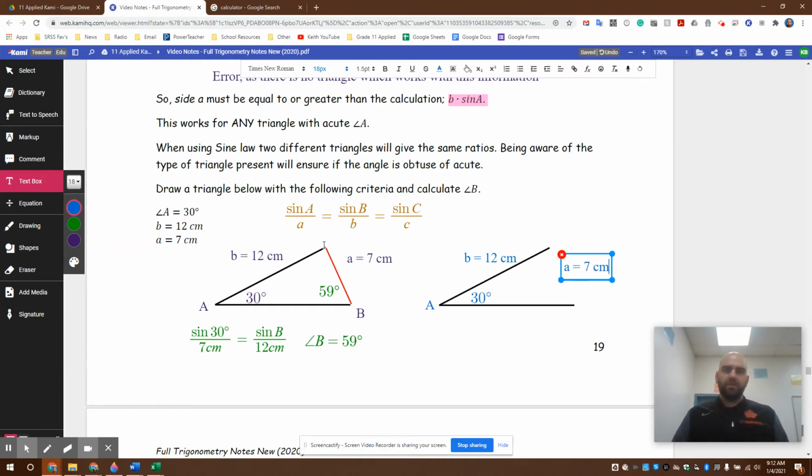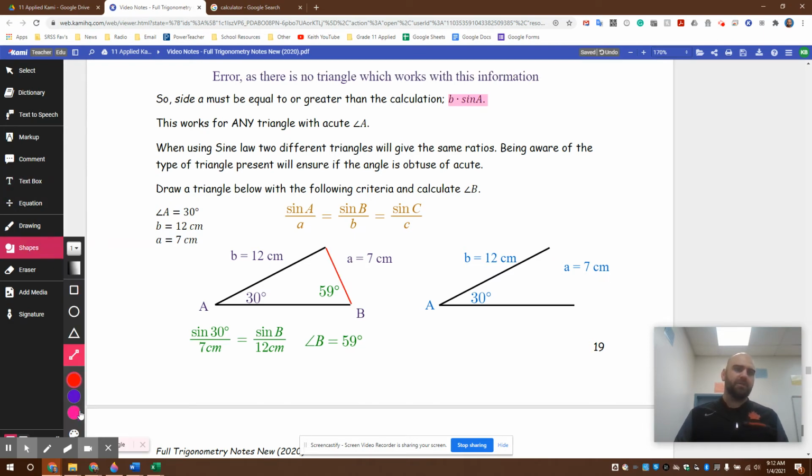Now, you'll notice here, we took this line and we moved it down to the right in this first case, but we can actually do something different. The same line could go right there. That line there is also 7 centimeters. We can either move it out or we can move it in. It actually gives us a different triangle.